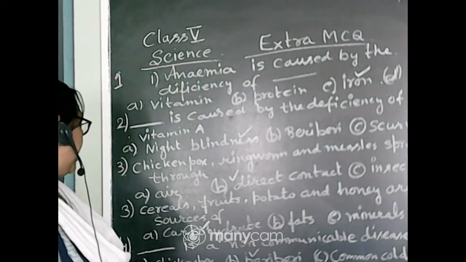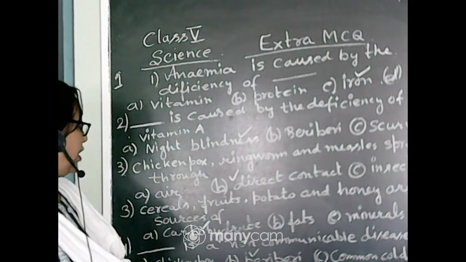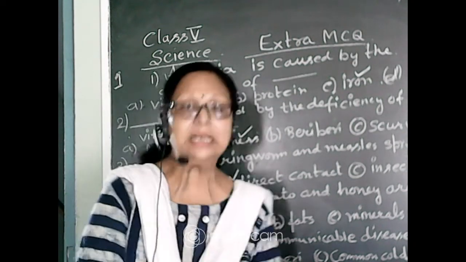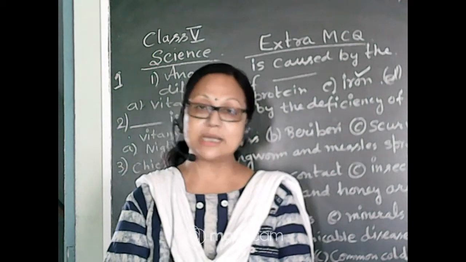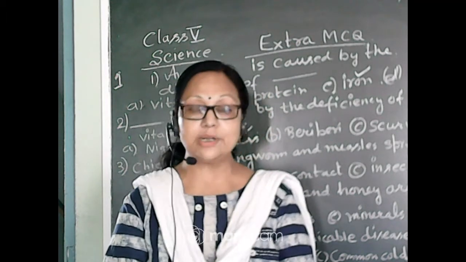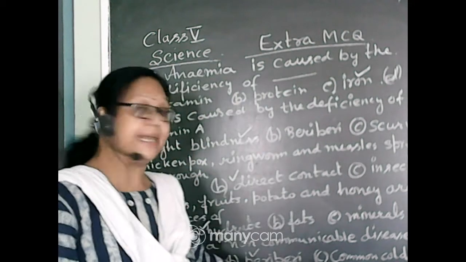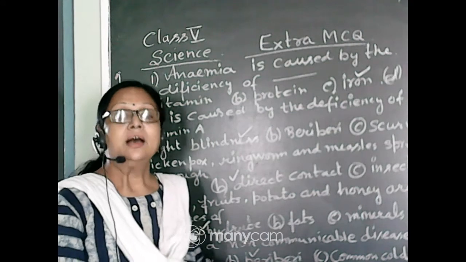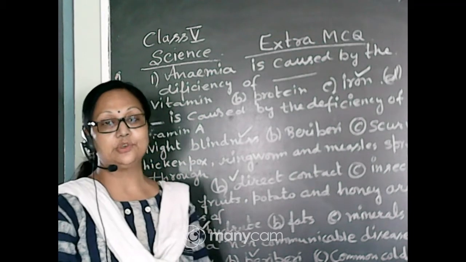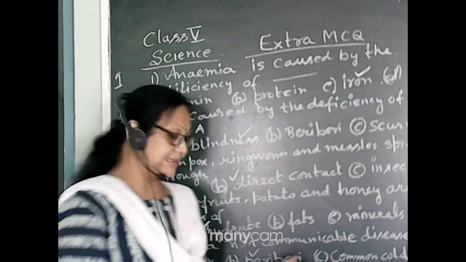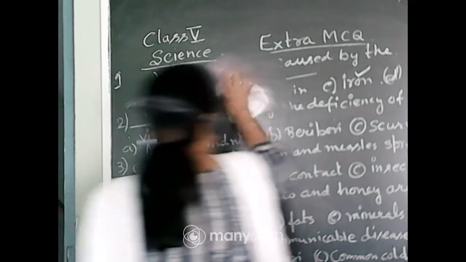Now the next one, the fourth one: dash is a non-communicable disease. One option is chicken pox, another is beriberi, and the third one is the common cold. We know chicken pox comes to us by direct contact, so it is a communicable disease, and the common cold also comes through the air, so it is also a communicable disease. So beriberi is the only disease which does not come to us from any kind of contact or communication. It is due to the deficiency of vitamin B. So this is the answer.